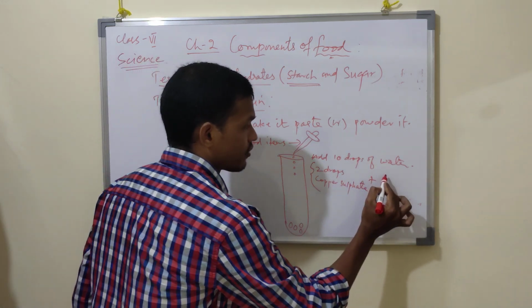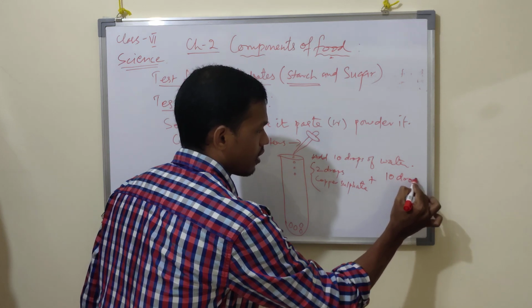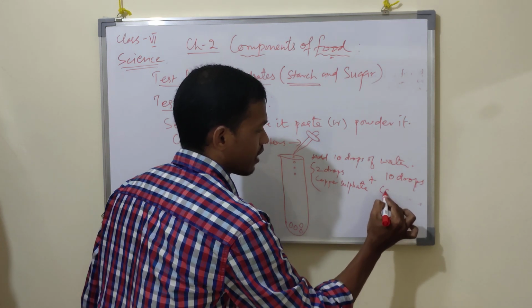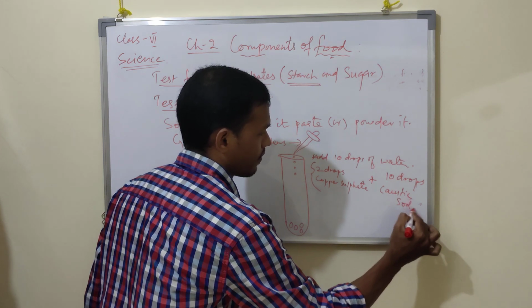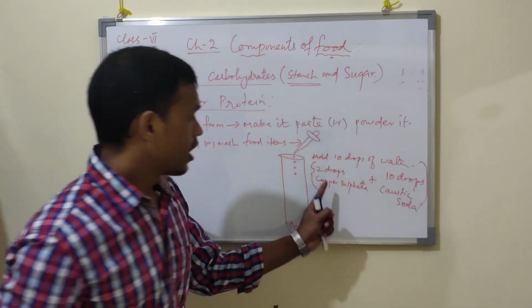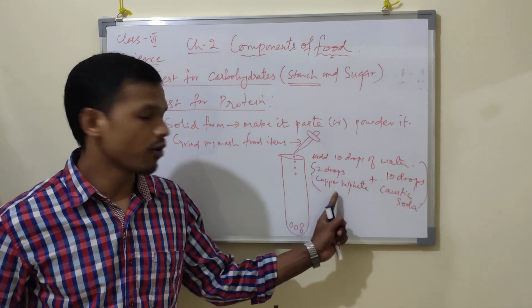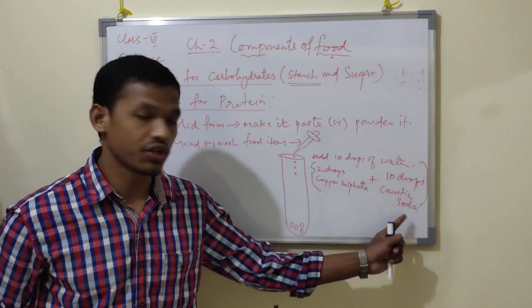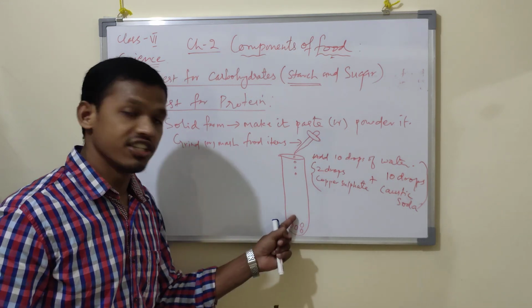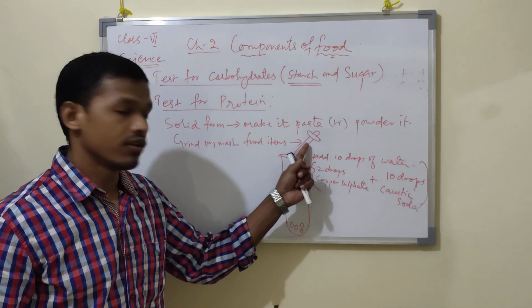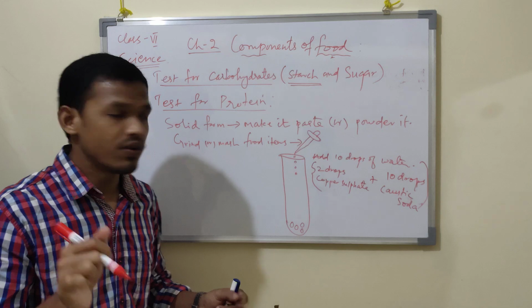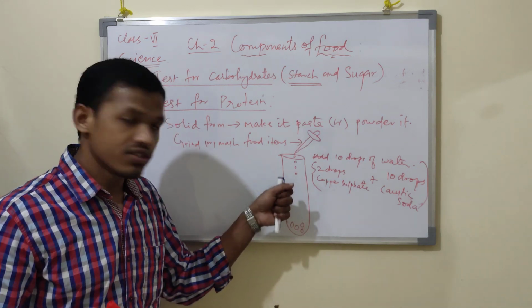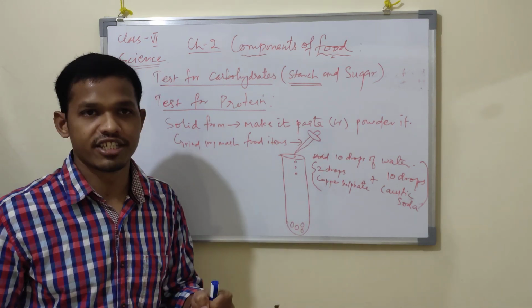Next you add 10 drops of caustic soda. After adding both the 2 drops of copper sulfate plus 10 drops of caustic soda in this test tube with the help of a dropper, you shake it well. After shaking, you keep this test tube for a few minutes.